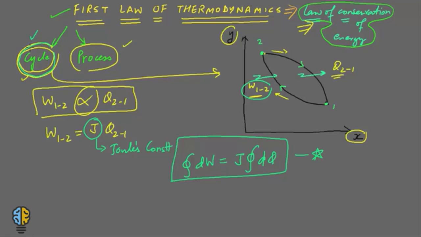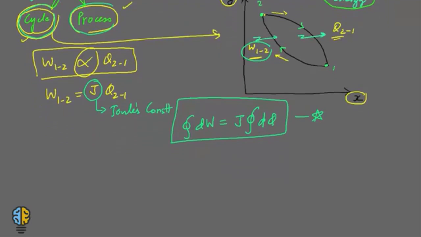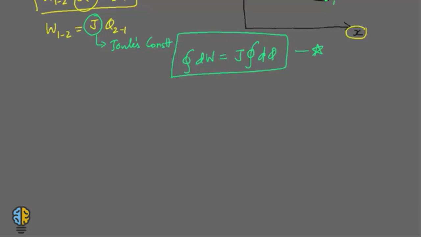Now let's look at the second system, one that is undergoing a process. Let us say we have a system which is undergoing a process. Heat transfer is taking place in this process, and work transfer is also taking place. Is it to or from the system? Let's not define that, but in general, heat and work are both involved in this particular process.